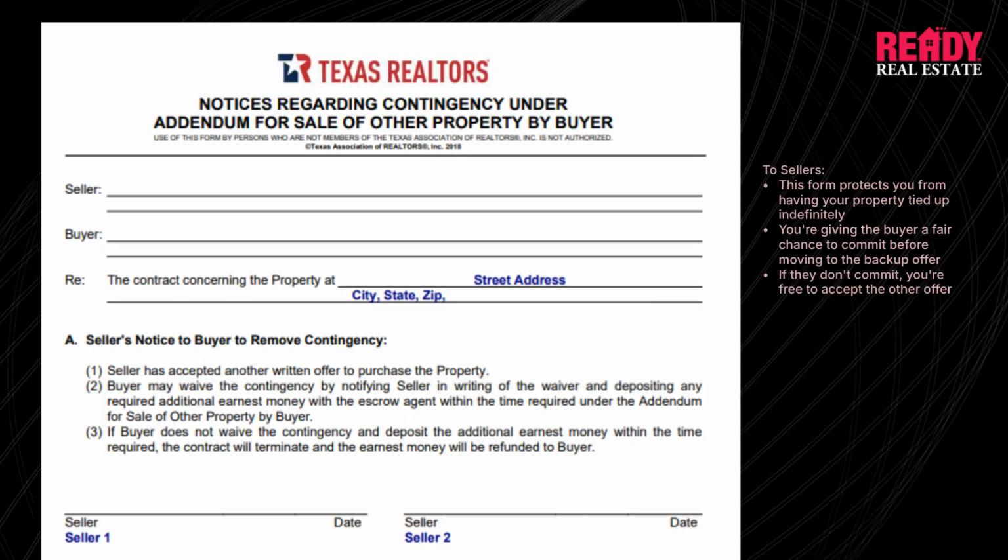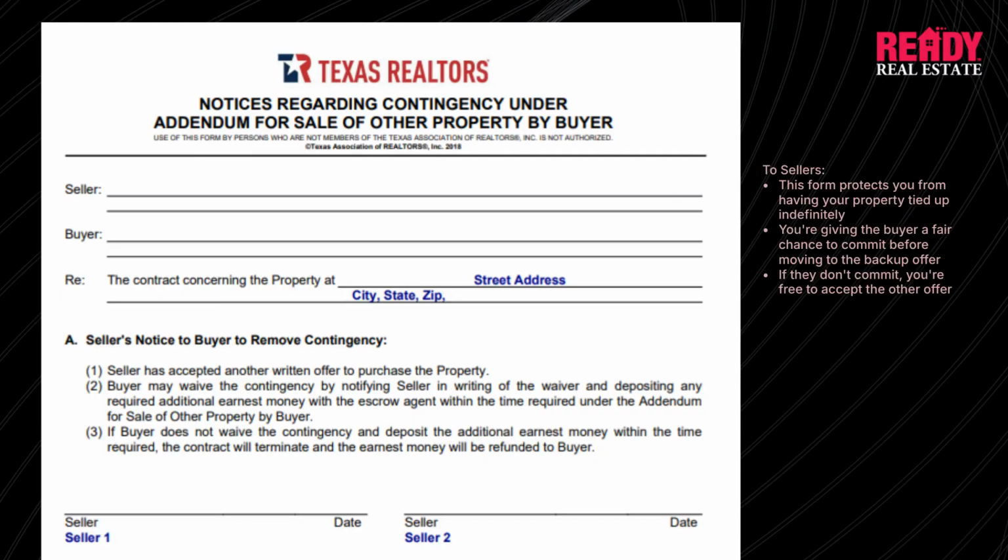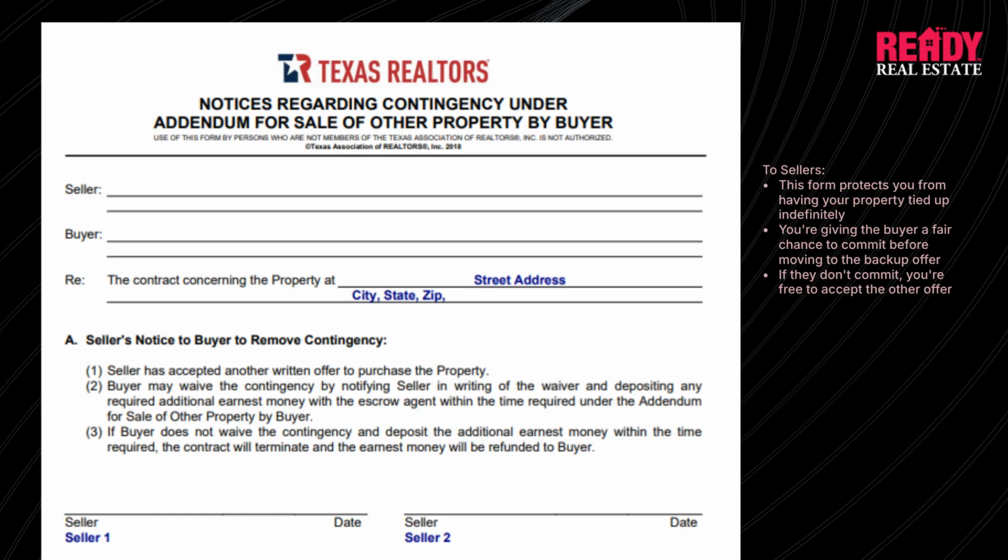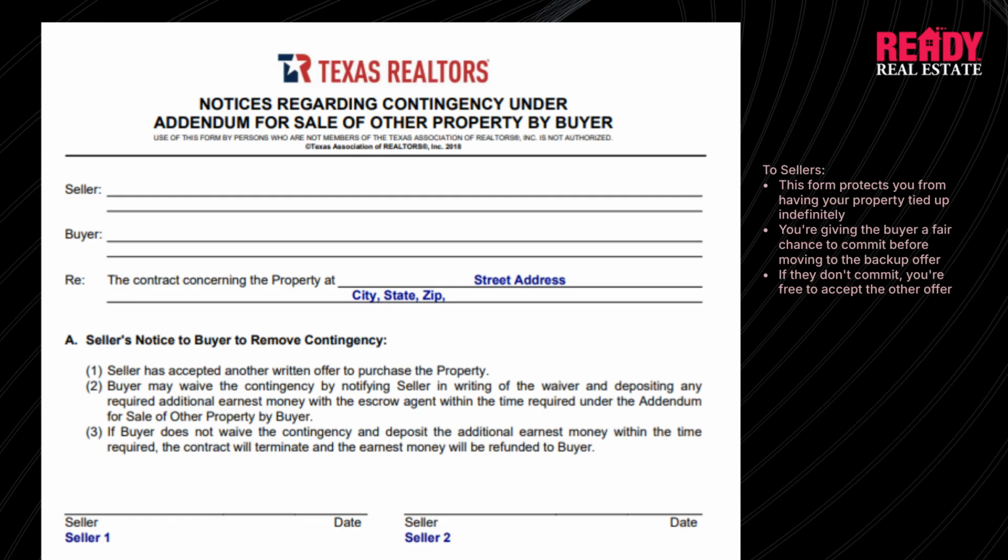Think of it like this. By using a contingency, the buyers have basically said, "We'll buy your house if we can sell ours first." Now someone else wants to buy the same house, so the seller is saying to the buyers, either commit right now or we need to move on to the other offer.